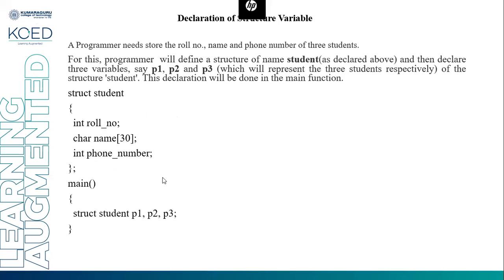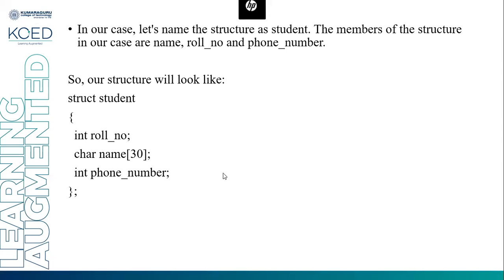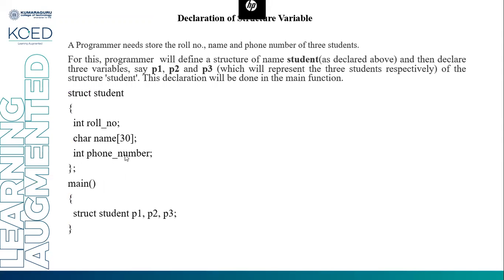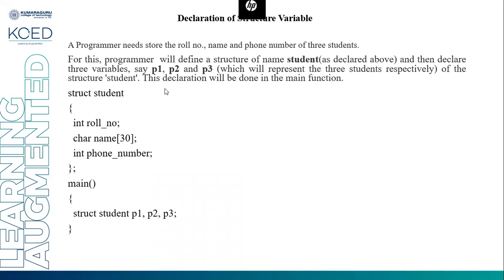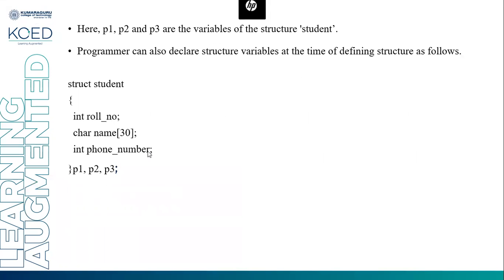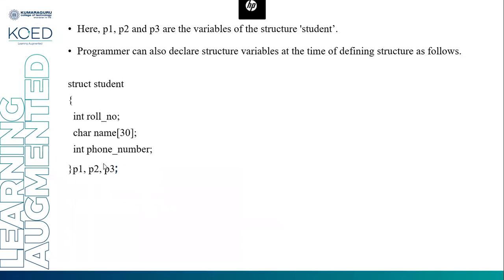So this is part one. We discussed what a structure is, the syntax of the structure, how to declare a member of a structure, how to declare the structure variable, and how to assign a value to the structure variable. We can declare a structure variable in the main function by giving struct student followed by the structure variable. If you want to declare it in the struct definition itself, after the close parenthesis you give the structure variables P1, P2, and P3, followed by a semicolon.